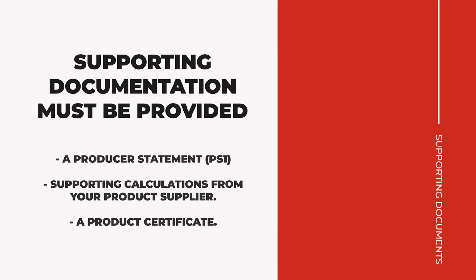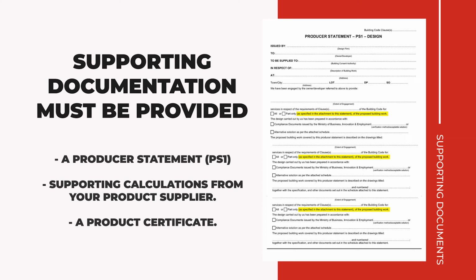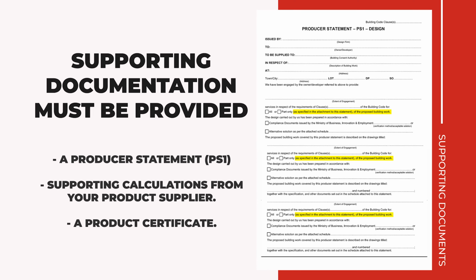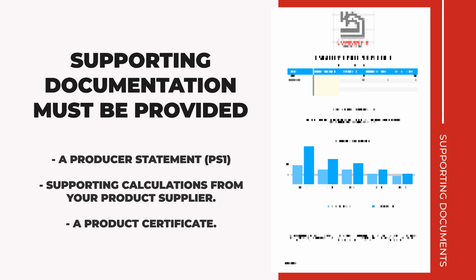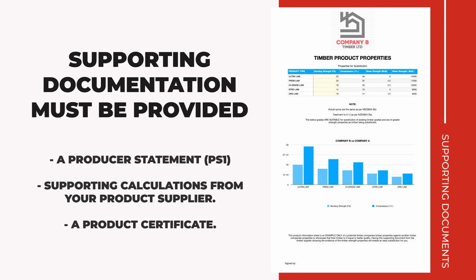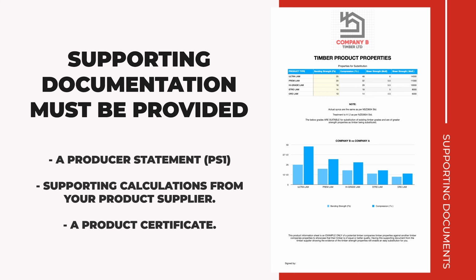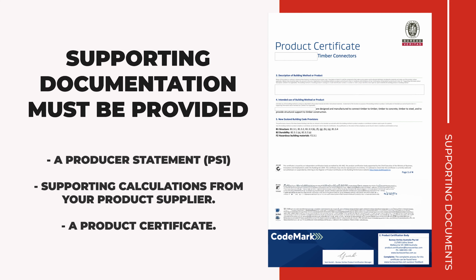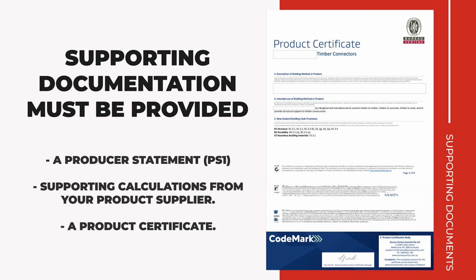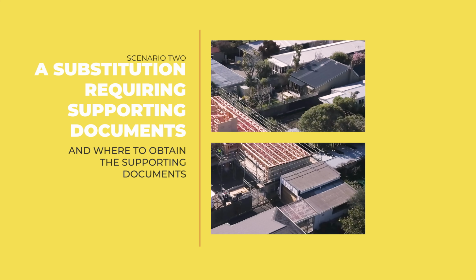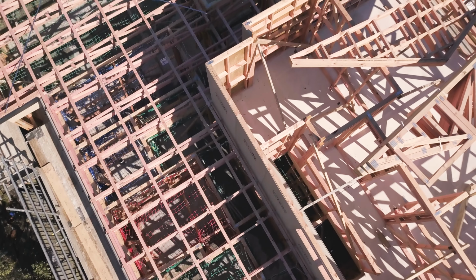The supporting document often comes in the form of a company producer statement. A producer statement, commonly referred to as a PS1, or supporting calculations on the variation from a chartered professional engineer. This is commonly provided by the product supplier of the potential substitution. And a product certificate from the supplier is also a generally accepted form of documentation. So let's look at a common situation that falls within the minor variation definition and requires supporting documentation.